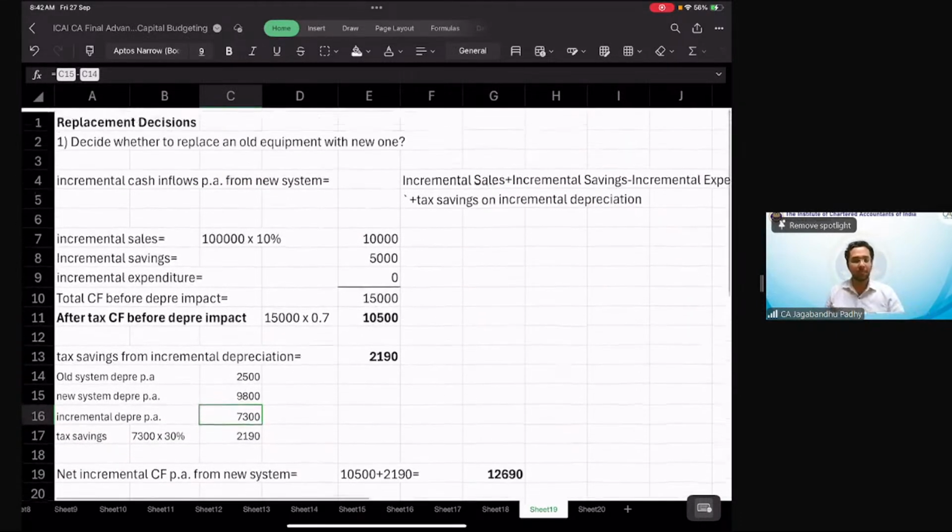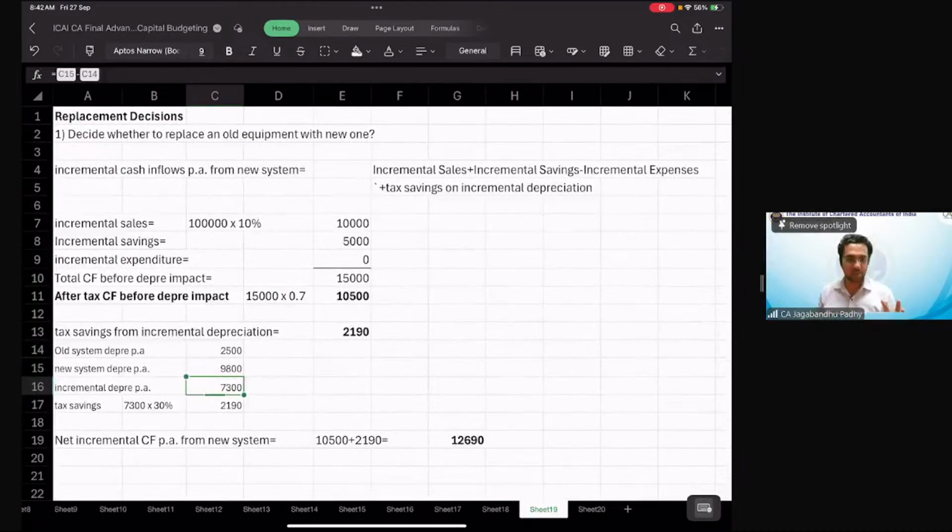Okay. So when we are deciding whether to replace some equipment with a new one or not, the simple thing is to check what are the cash inflows from the new system. Due to the new system, you will have incremental sales of 10,000. You will also save 5,000 on your other expenses, and there is no other expenditure that you are incurring. So your cash flow before depreciation impact will be 15,000.